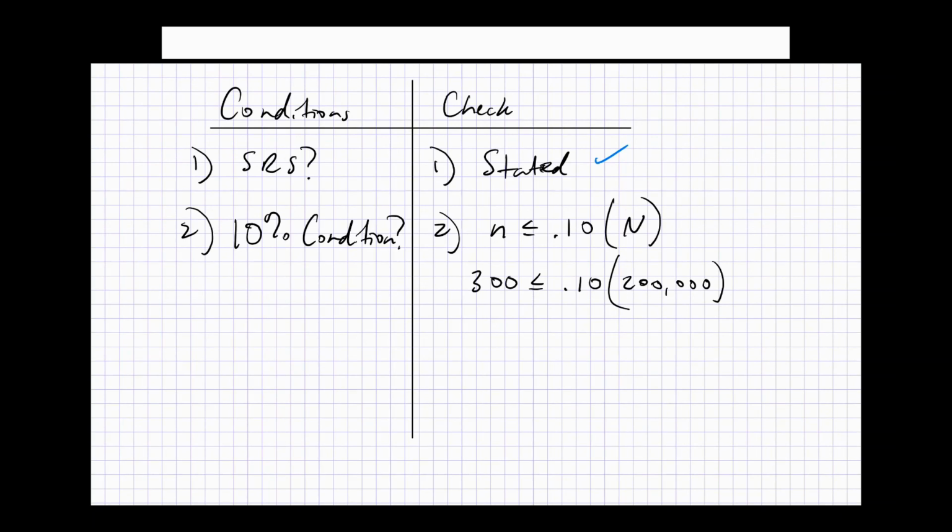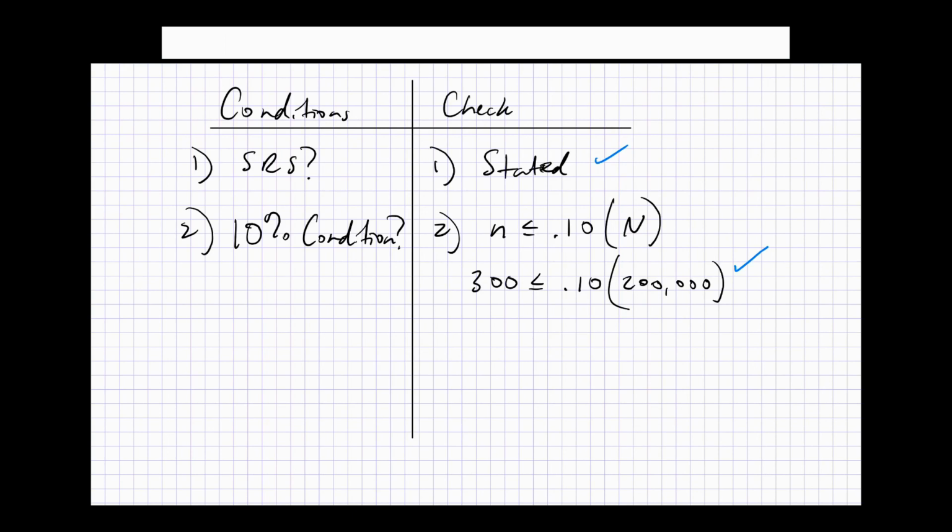So is that a true statement? Is 300 less than 10% of 200,000? All right. 10% of 200,000 is 20,000, right? That's smaller, yeah. We're good. Yep, we're good enough there.